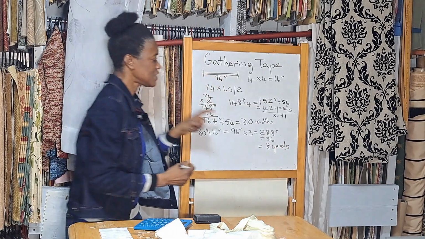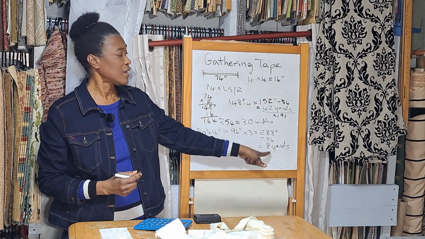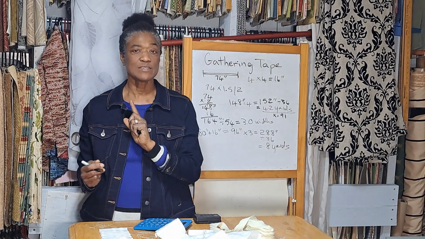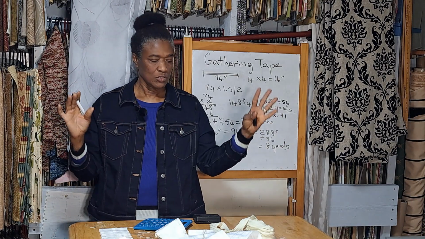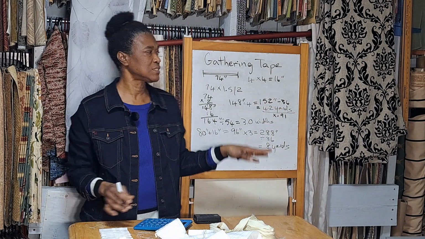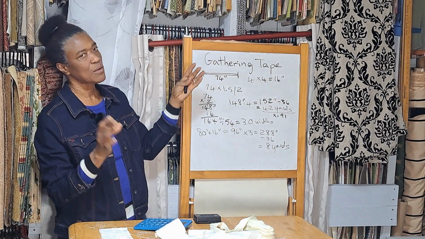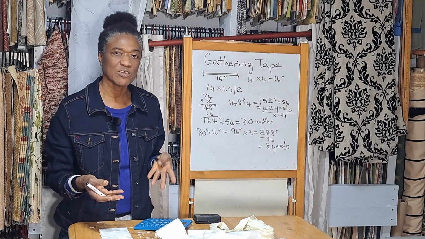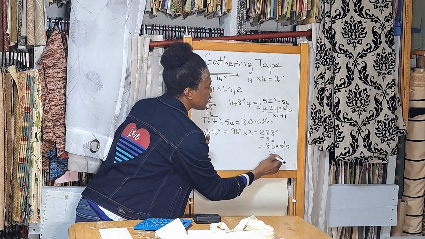So we need 8 yards of fabric and we need 4.2 yards of shirring tape, gathering tape. They're pretty similar, right? Now, if you want to find out how many meters that is, you multiply by 0.91.